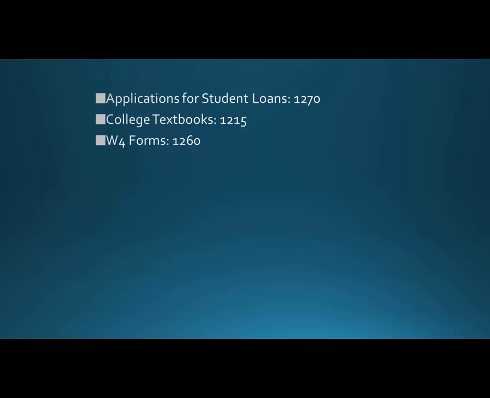So if we think about, let's say, applications for student loans, this is written at about the 12th or 13th grade level. Or college textbooks, again, right around that level. But what about things like W-4 forms? Again, written at the college level, but not everyone has gone to college or reads at that level. Does that create a problem? I think it does. Or even CD or DVD information.